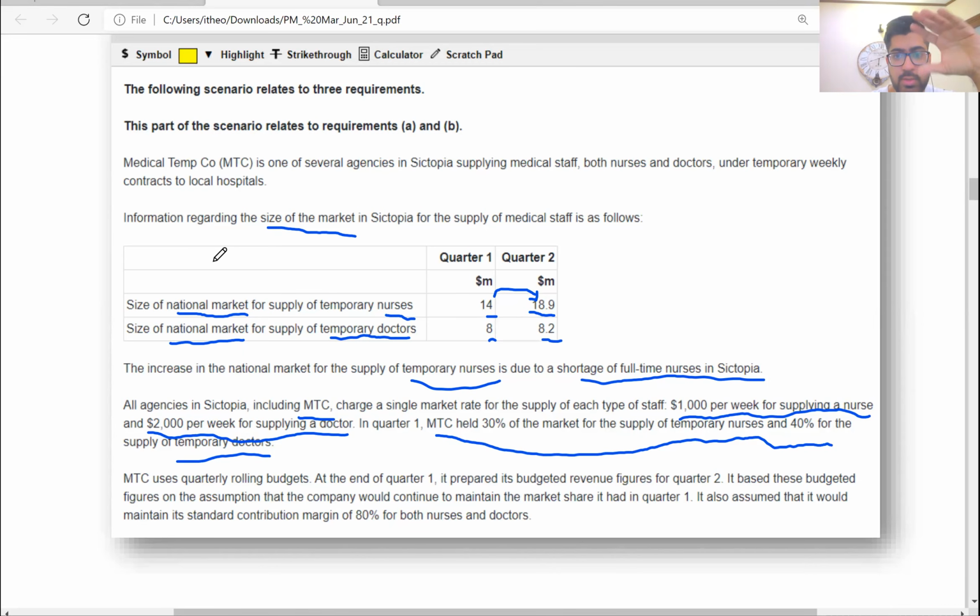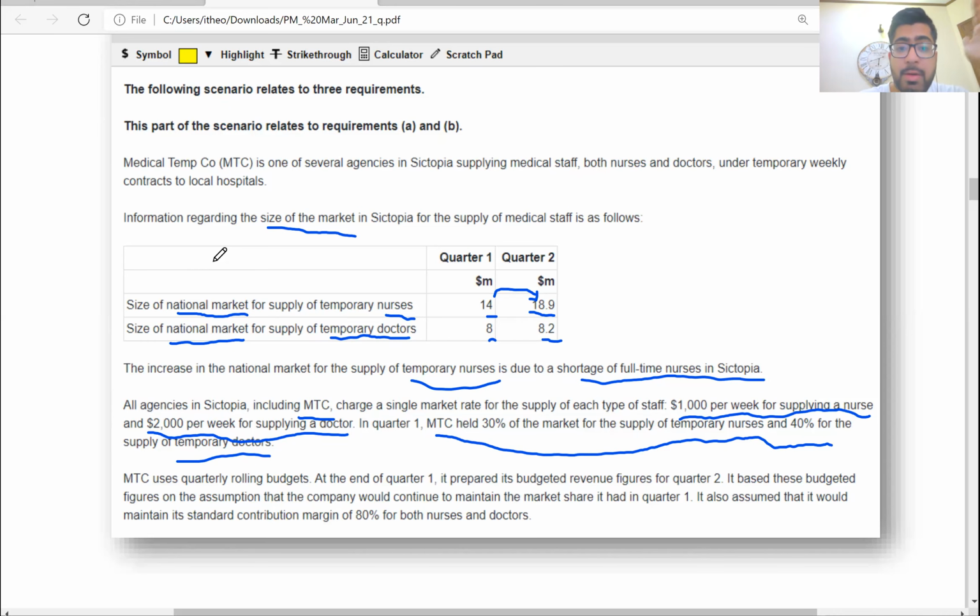I need you to focus on this paragraph. All agencies in Sectopia, including MTC, charge a single market rate for supply of each type of staff: 1,000 for nurse and 2,000 for doctor. This is the standard market rate they are charging. In Q1, MTC held 30% of the market for nurses and 40% for doctors. This is what is held by Medical Temp Company.